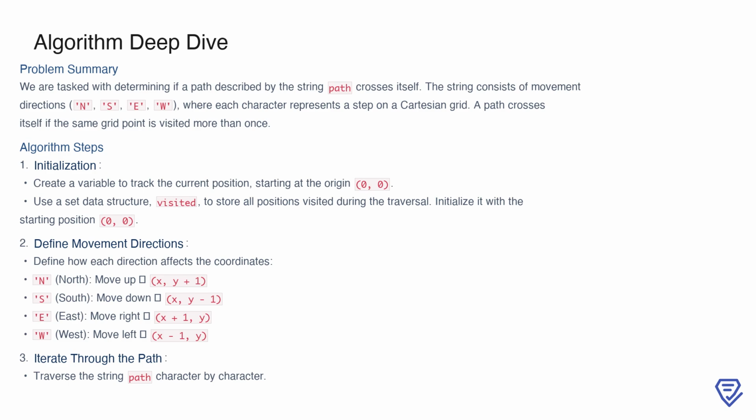once during the traversal. To solve this, we begin by initializing two key elements: the current position, which starts at the origin, (0, 0), and a set called visited to keep track of all positions encountered along the path. The origin, (0, 0), is added to this set as the starting point. Next, we define how each movement direction affects the coordinates. For example, moving north increases the y-coordinate by 1, while moving south decreases it. Similarly, moving east increases the x-coordinate, and moving west decreases it. With these rules in place, we are ready to process the string character by character to simulate the path traversal.